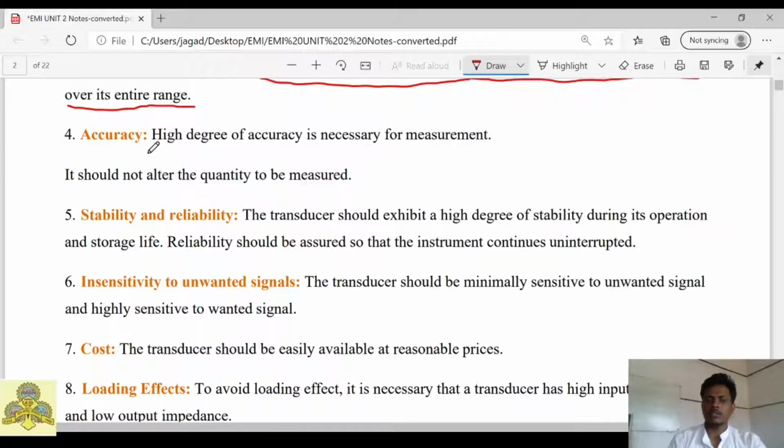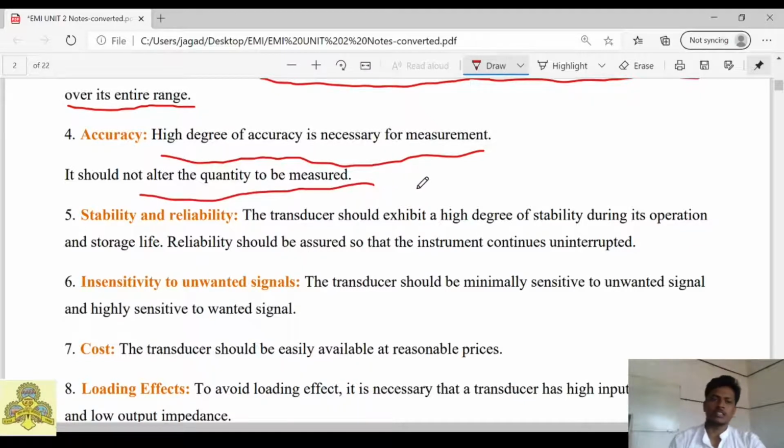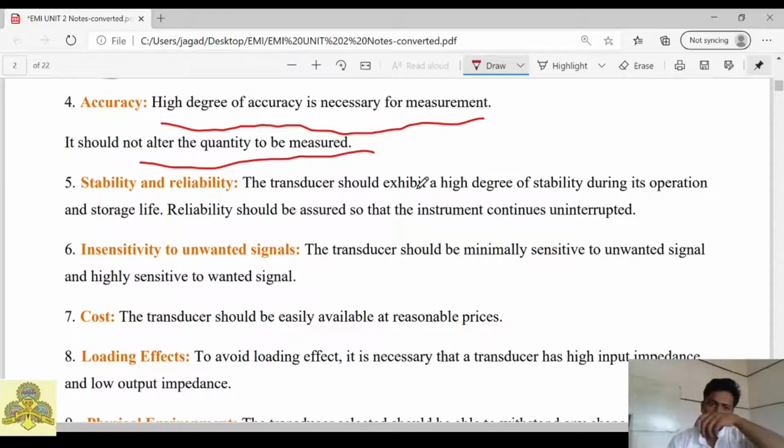Accuracy. We should look for accuracy while selecting the transducer. What does accuracy mean? A high degree of accuracy is necessary for measurement. It should not alter the quantity to be measured, isn't it? It should be very accurate, very stable and reliable. When you are selecting any transducer, it should be stable in any conditions and it should be reliable.